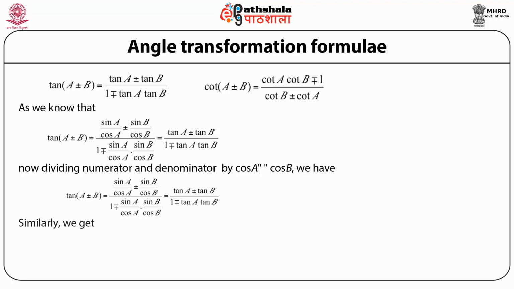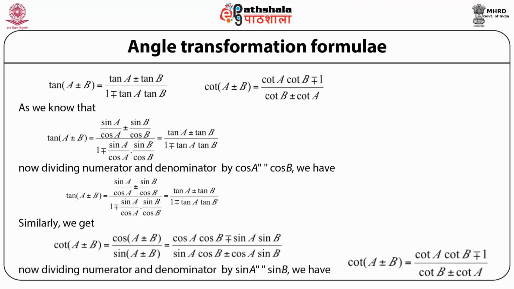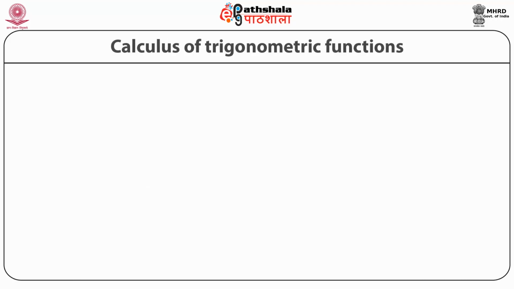Similarly, we will get for cot A plus or minus B equal to cos A cos B minus or plus sin A sin B divided by sin A cos B plus or minus cos A sin B. Now dividing numerator and denominator by sin A sin B, we have cot A plus or minus B equal to cot A cot B minus or plus 1 divided by cot B plus or minus cot A.